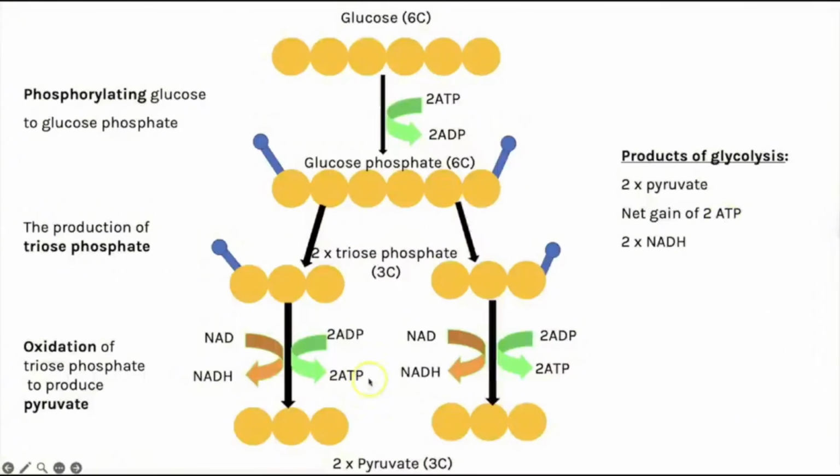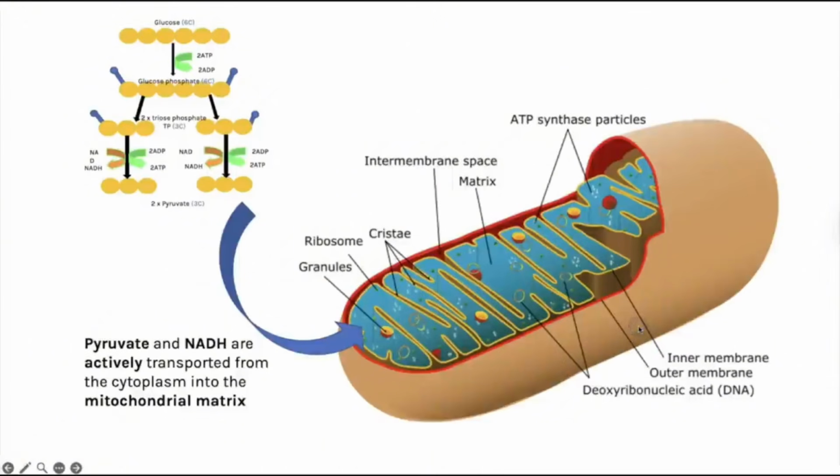And that's because although we've made 4 in total, we had to use 2 to start with. So it's a net gain of 2. Mark schemes are incredibly picky that you say net gain of ATP. Even better if you can say a net gain of 2. So now we've got our pyruvate and those 2 molecules of reduced NAD. Those are going to be actively transported into the mitochondrial matrix to be used in the next stages. The ATP can be used in the cytoplasm for other reactions.